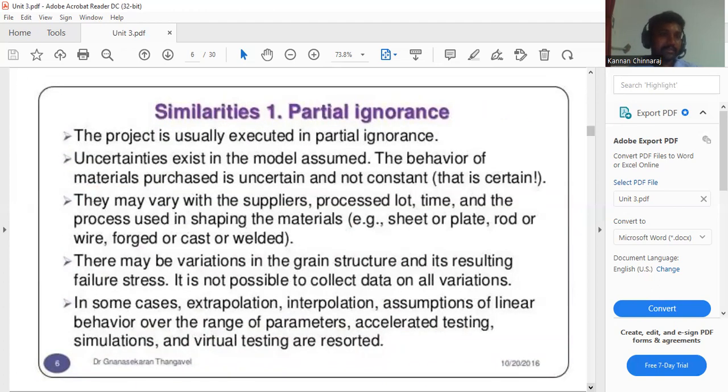So first one, partial ignorance in similarities. The project is usually executed in partial ignorance. Uncertainties exist in the materials used. The behavior of materials purchased is uncertain and not constant. They may vary with the suppliers, the process, the time, and the process used in shaping the materials, for example, sheet or plate, rod or wire, forged or cast or welded. There may be variations in the grade, structure, and its results, failures. It is not possible to collect data on all the variations. In some cases, extrapolation, interpolation, assumptions of linear behavior over the range of parameters, accelerated test simulations and virtual testing are used.